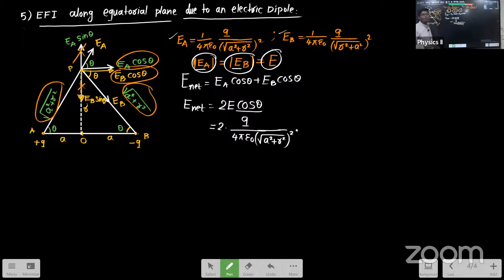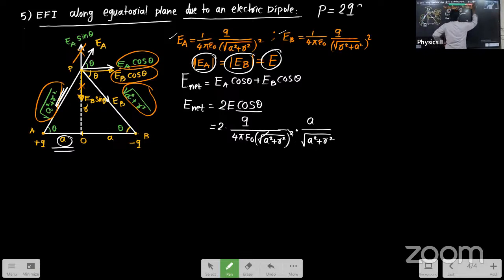What is the formula for cos theta? We know that cos theta is nothing but adjacent side by hypotenuse. What is adjacent side here? This is adjacent side. What is hypotenuse? This is hypotenuse. So this will become A divided by under root A square plus R square. Dekho khatam answer. This square and root get cancelled. 2QA. Just now we have written what is the formula for 2QA? P is equal to what? Electric dipole moment is nothing but 2QA.